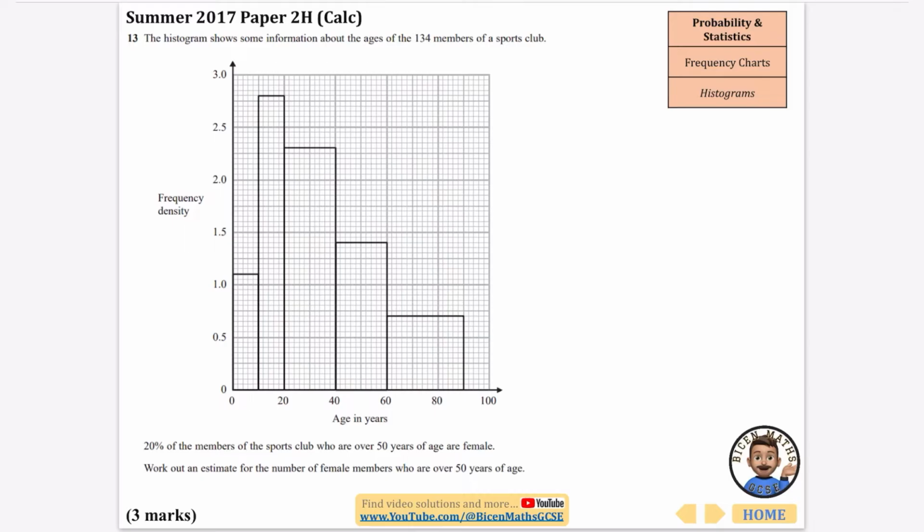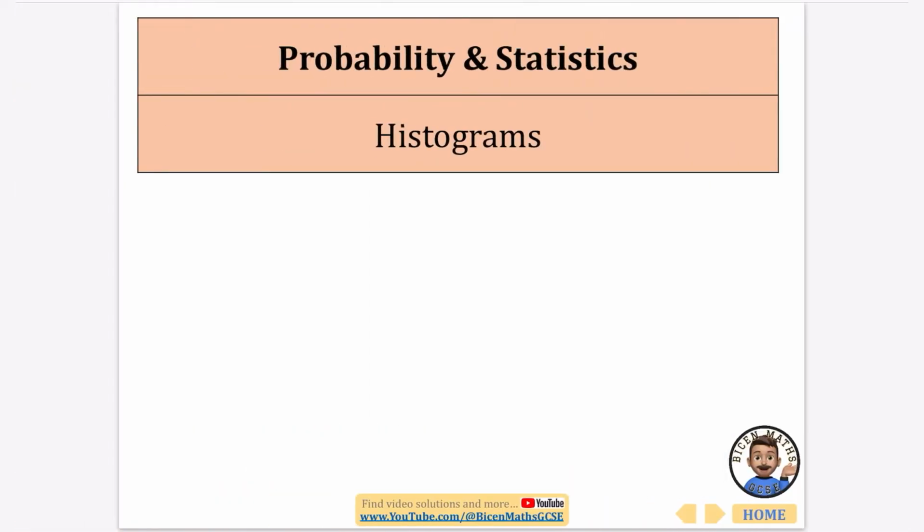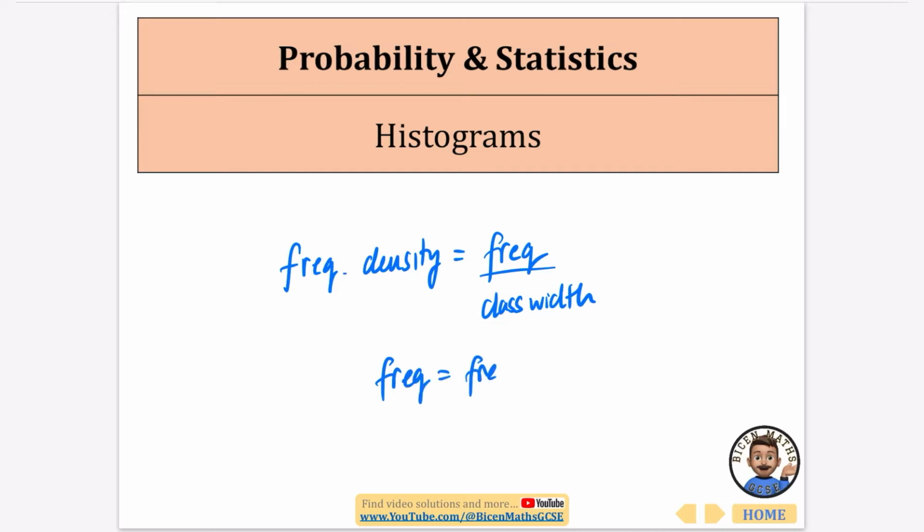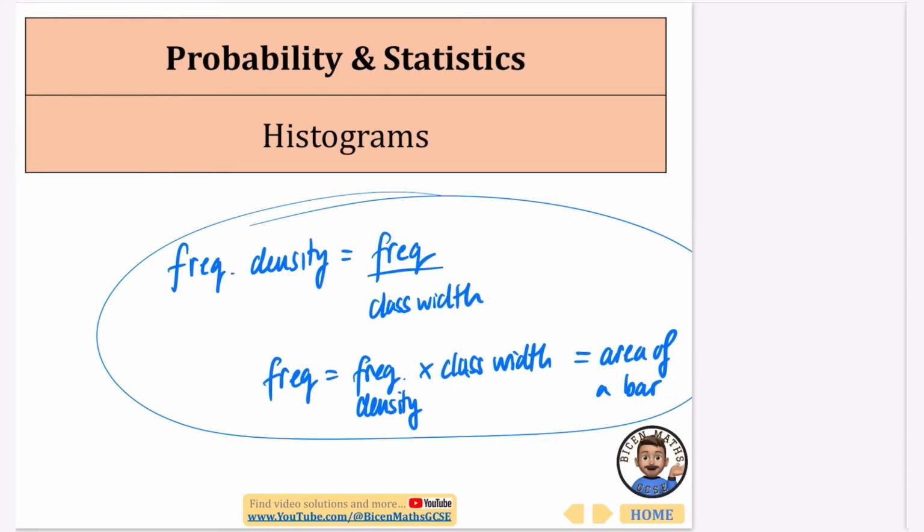A couple of things you're going to need to remind yourself about with histograms: the frequency density is simply equal to the frequency divided by the class width. Another helpful thing is that the frequency is equal to the frequency density multiplied by the class width. And that ends up being the area of the bar, so it is the same thing as the area of a bar. That is what the frequency is going to be. I might be using these things quite a bit in this, okay?